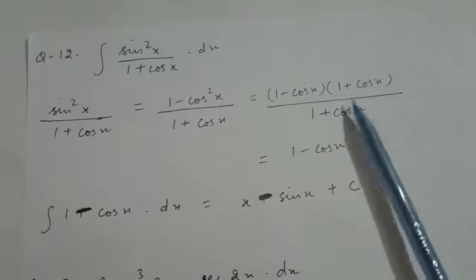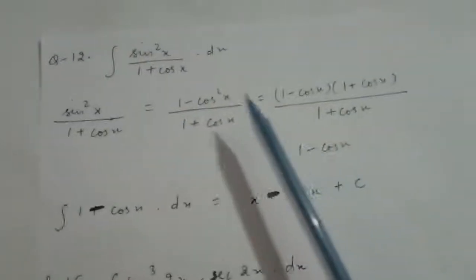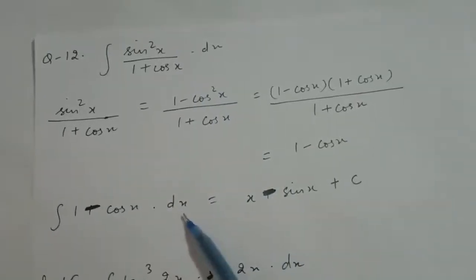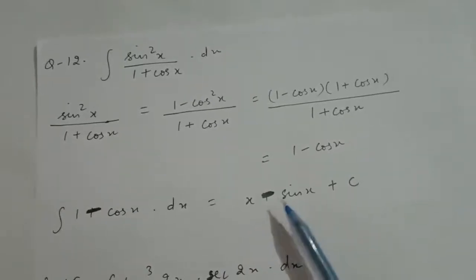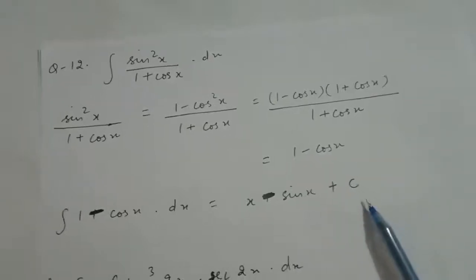Now cancel out this 1 plus cos x, so you will get 1 minus cos x. So the given integral will now become the integral of (1 minus cos x) into dx, which is equal to the integral of 1, which is x, minus the integral of cos x, which is sin x, plus c.